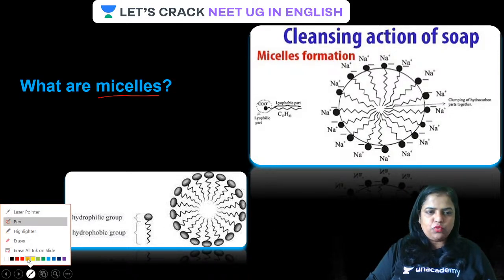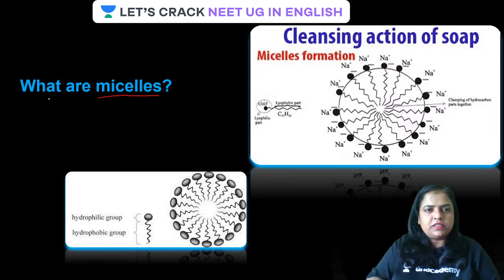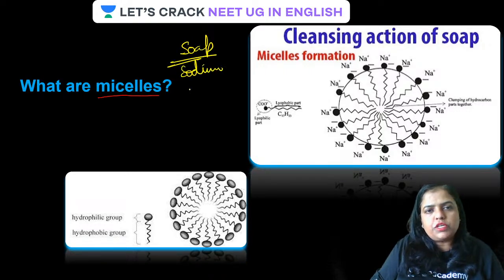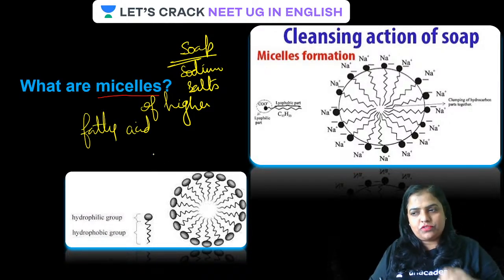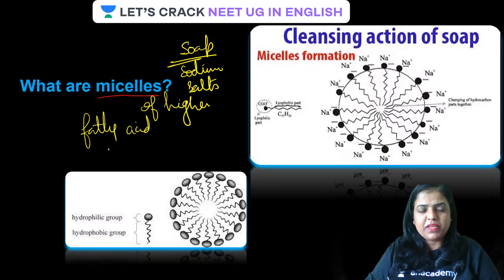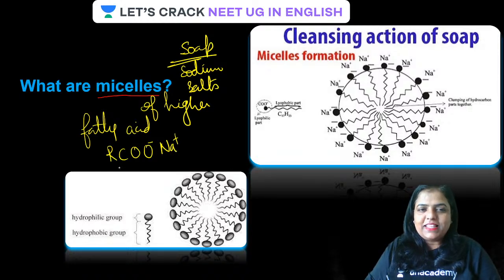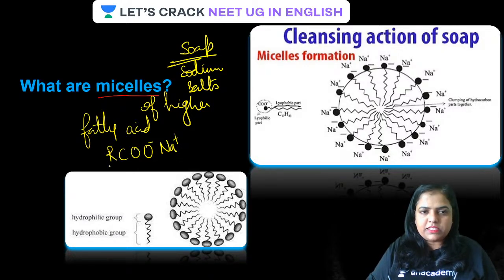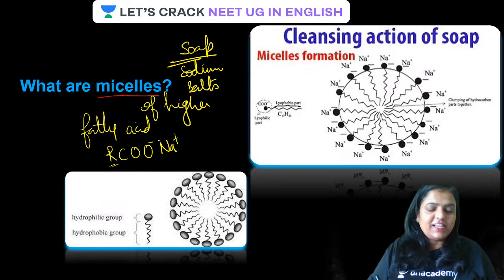First of all, I just want to tell you one thing. Whenever soaps are discussed, soaps are basically sodium salts of higher fatty acids. Done. Come on. If they are sodium salts of higher fatty acids, how do we represent them? We are going to represent them as RCOO minus Na plus. Is that clear? That means, guys, this is the sodium salt of a higher fatty acid, where this R is basically what? The value of R is going to be very high. That is the meaning of higher fatty acid.